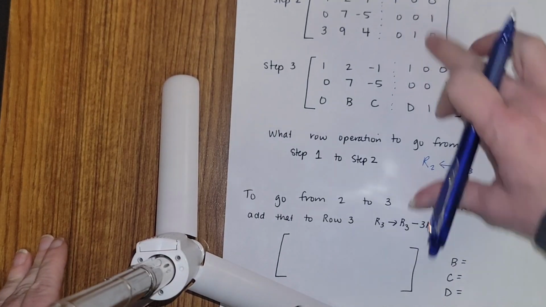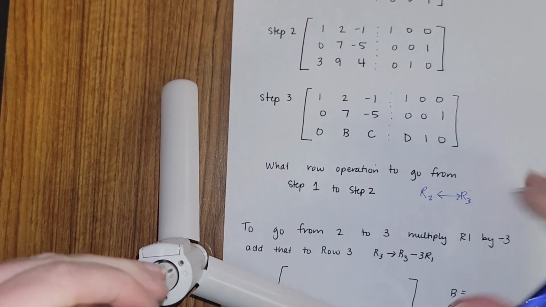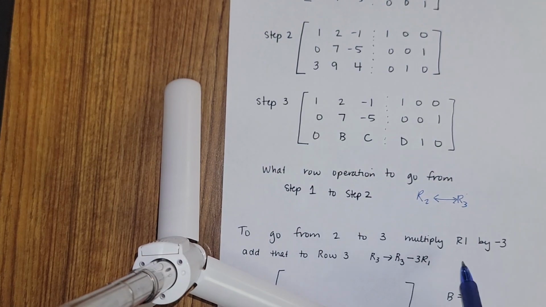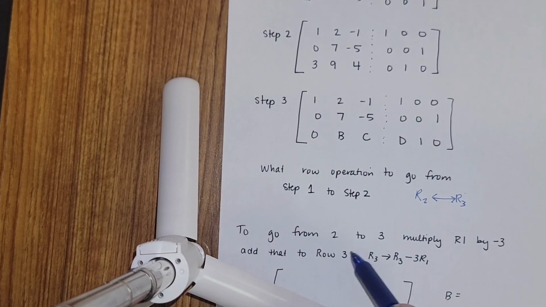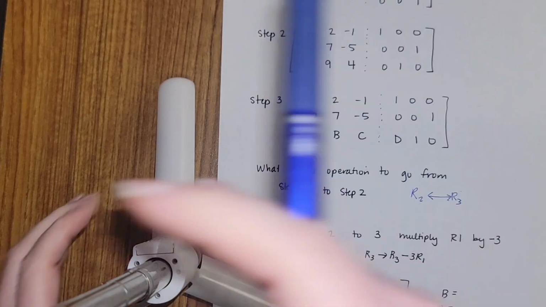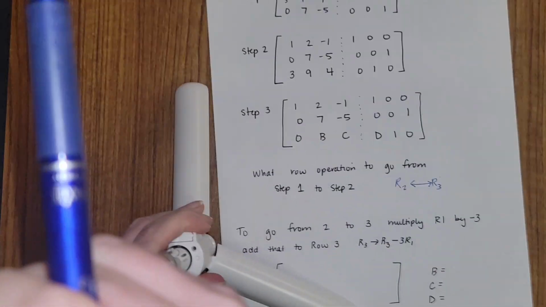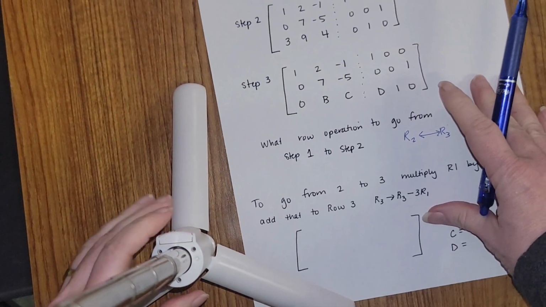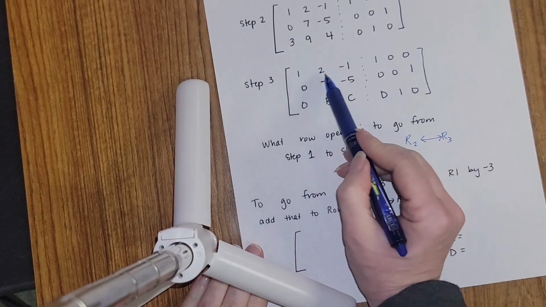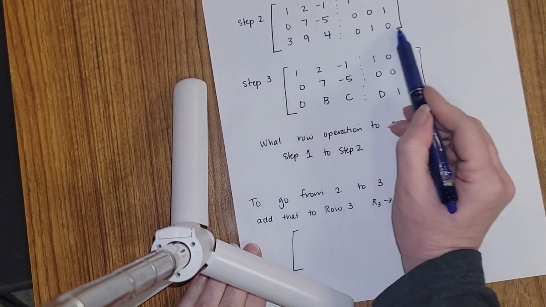Now, to go from step 2 to step 3, they're telling us what to do. They want us to multiply row 1 by -3 and then add that to row 3. And I'm going to replace row 3. So I'm going to multiply row 1 by -3, and I'm going to add that to row 3.